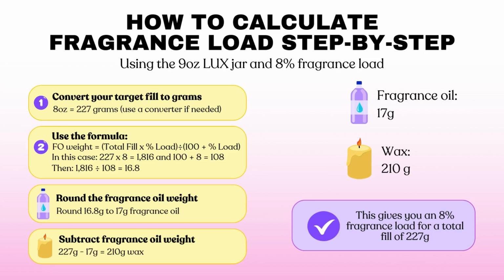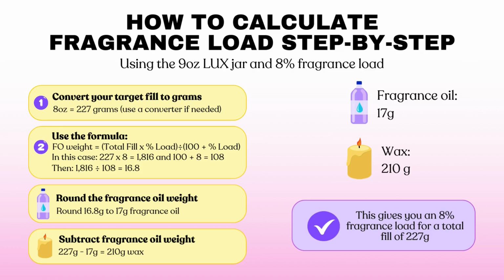Now let's use the formula to calculate how much fragrance oil we need for an 8-ounce fragrance load. We're going to multiply the total fill weight by that fragrance load, and that's going to give us 1,816. Next, let's add the fragrance load to 100. That'll give us 108. And last, we're going to divide 1,816 by 108, and that's going to give us 16.8. Now we'll round that up to 17 grams. And then we're going to use that number to subtract from the overall total we were targeting.